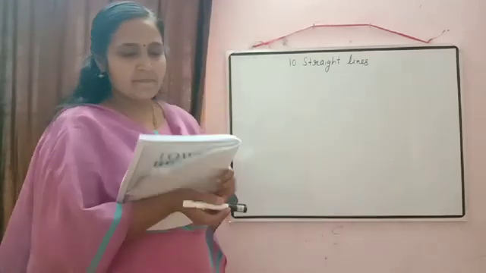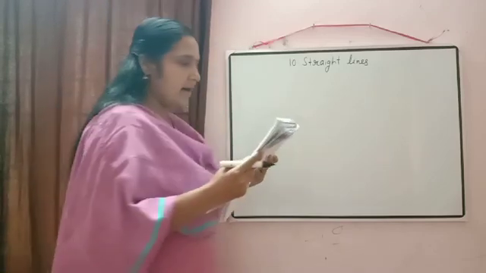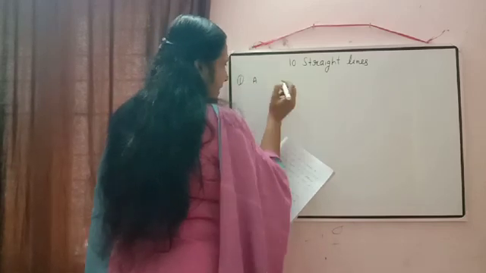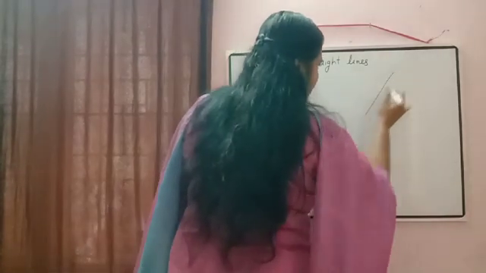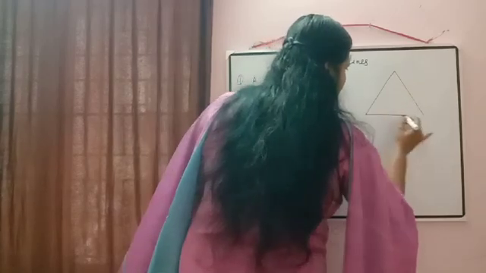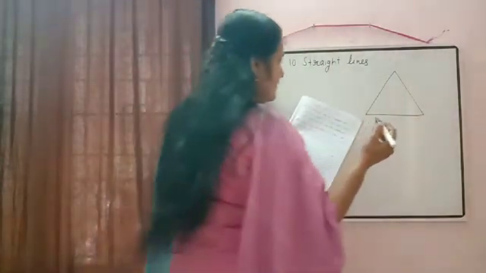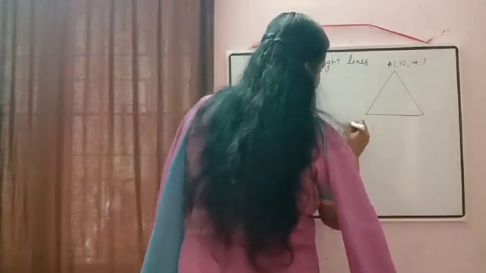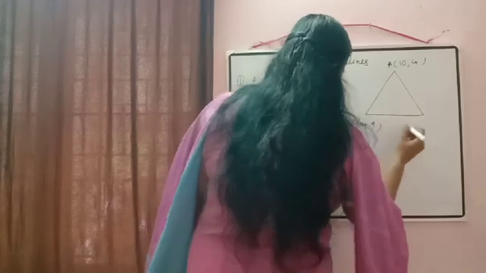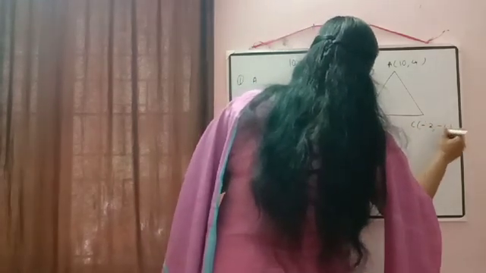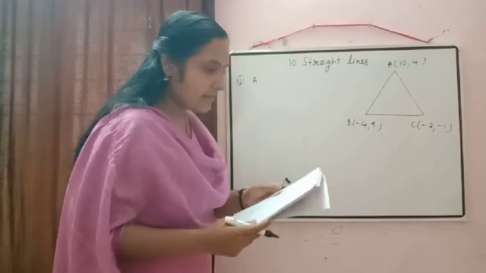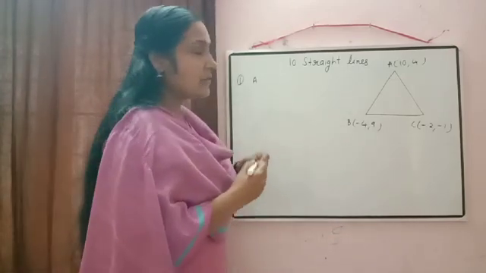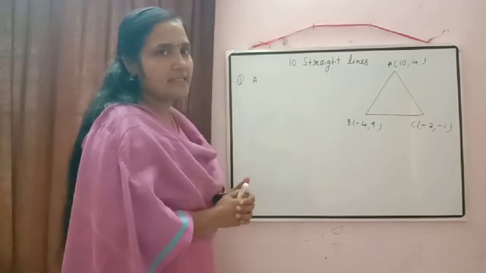First question: the vertices of a triangle are given, A (10, 4). If you want, you can draw the diagram, then it will be easy for you to calculate all the things. So the vertices are A (10, 4), B (-4, 9) and C (-2, -1). The question is to find the equation of its altitudes. We have to find the equation of the altitudes of this triangle.